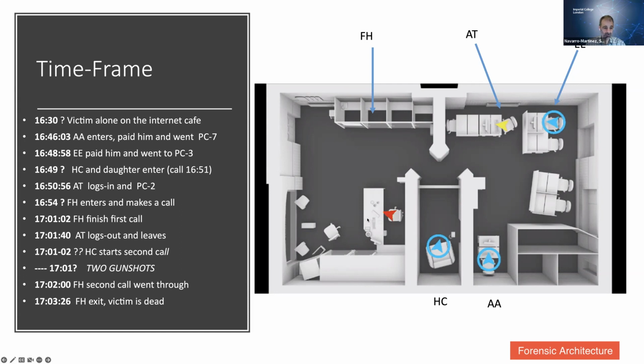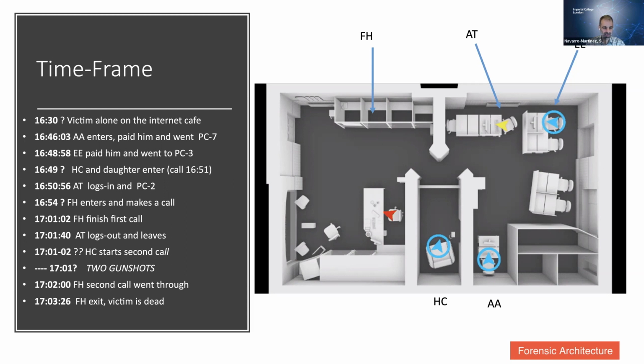So in red is our victim, who was at the table. This is a normal table. And you can see here, at 4:30, the victim was alone. Then we have times of people entering and logging into the computer. So AA and EE, the witnesses in blue, they log in. I think they were playing Call of Duty. Someone entered here, HC, and made a phone call. IT, who is going to be our suspect, enters at 4:50 and logs in at that computer over here. Then at 4:54, FH enters and makes a call.